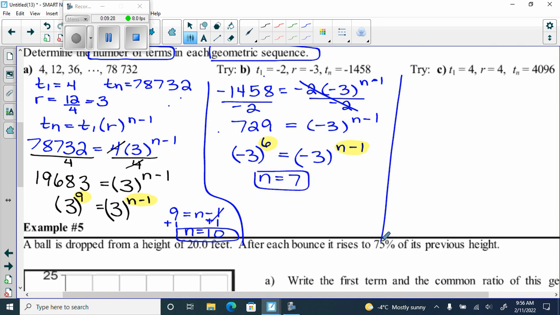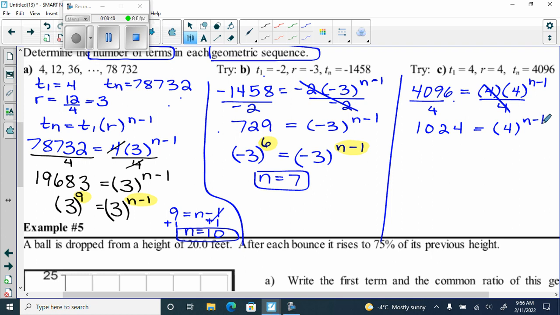Okay, let's try this one. So we have Tn, which is 4,096, equals T1, which is 4, R, which is 4, to the n minus 1. I have to divide by 4. And I get 1,024. 4 to the what is 1,024? 5? Thank you. And then, once again, we have 4 to the 5 equals 4 to the n minus 1. What would n have to be in order to get 5? 6.